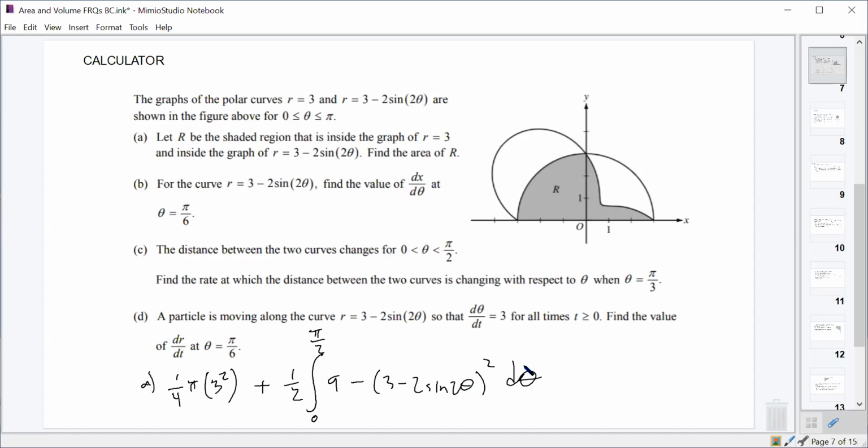This is calculator one, so your calculator can tell you what you end up with there. Oh, why did I do that? That's not right. It's just the inside of that one. For some reason I was thinking it was the region between the circle and that curve, but it's not. It's just the curve itself. So 3 minus 2 sine 2 theta, squared. Sorry about that. And then what would that come out to be in your calculator?